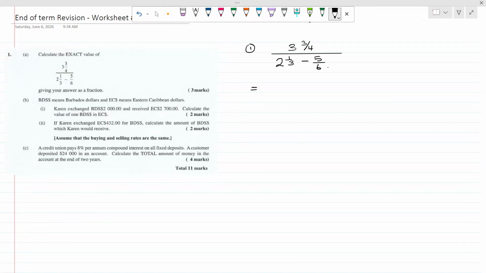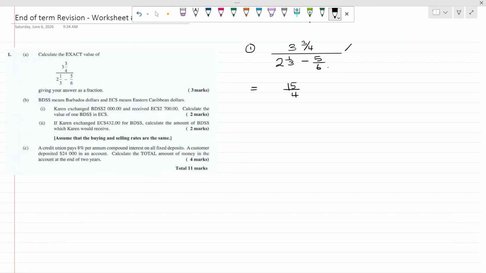Now, to begin with, when we're doing fractions like this, we need to convert all of our mixed numbers into improper fractions. Improper fractions is where it's top heavy. You have a larger numerator than the denominator. To do that, we multiply the whole number by the denominator. So for example, 3 by 4 here will give me 12, plus 3 will give me 15 over 4.